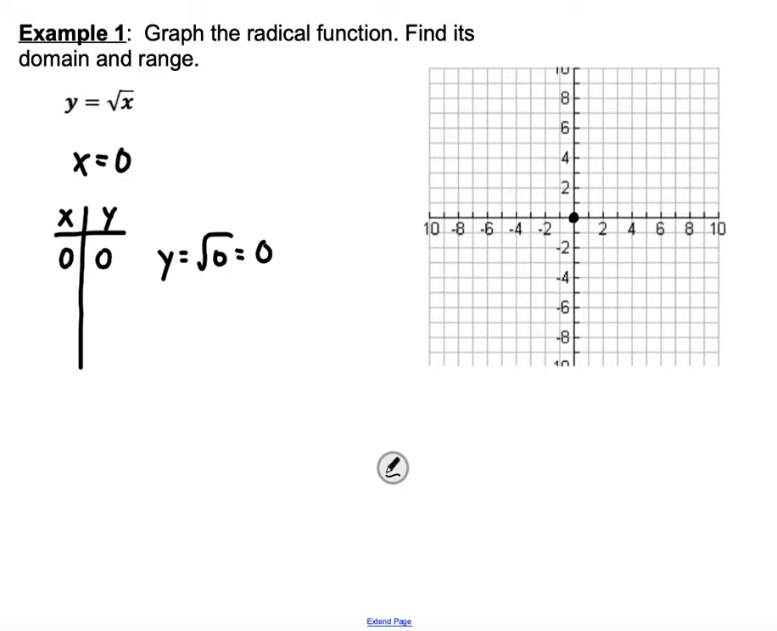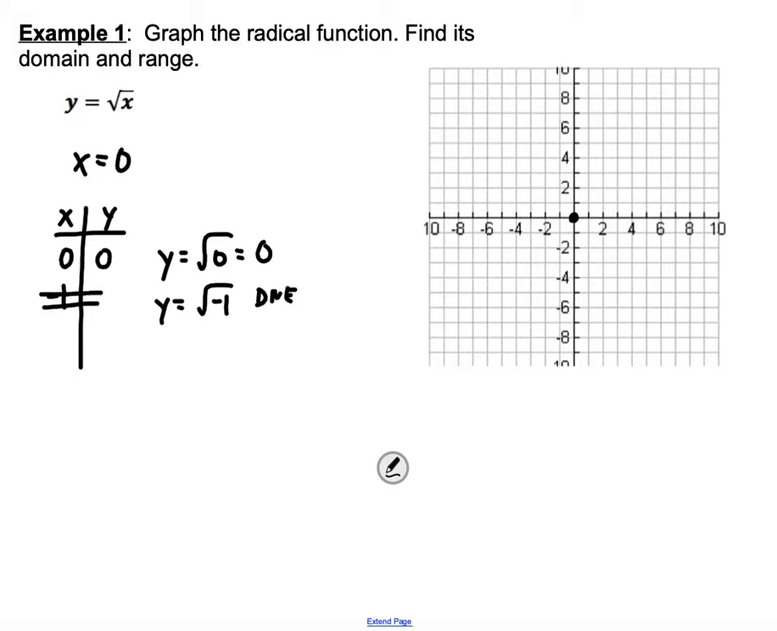Now step 4 says choose an x value to the left of 0, so something to the left of 0 would be like -1 or -2. If I tried -1 and substituted it in here, the square root of -1, you can't do that. It does not exist. You can't find the square root of -1 as a real solution, so that one's not going to work.